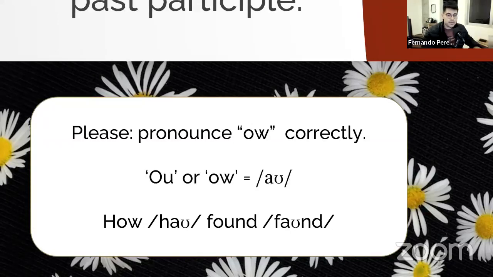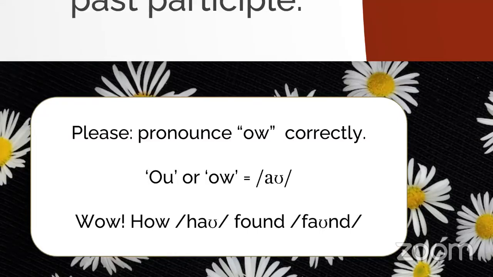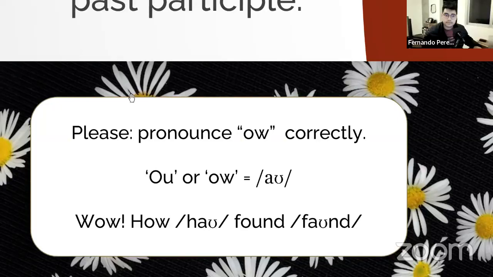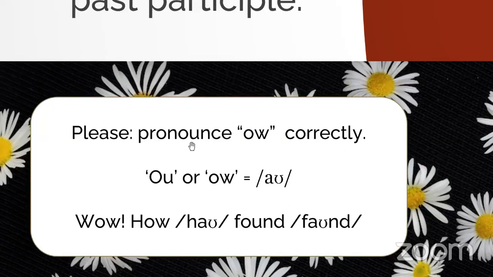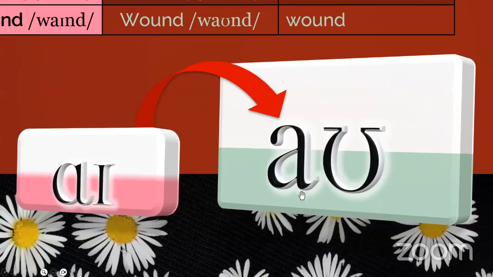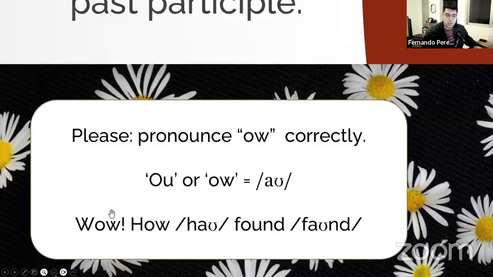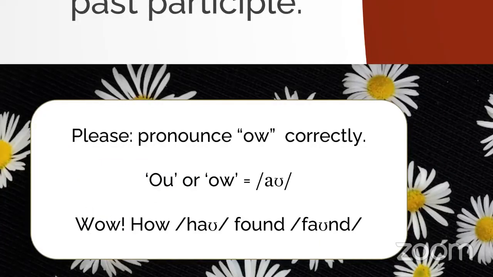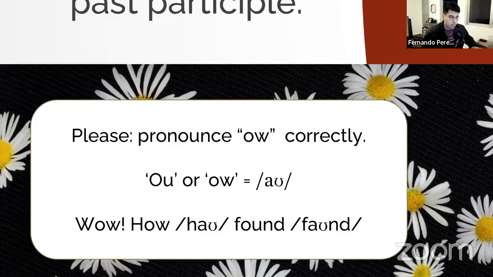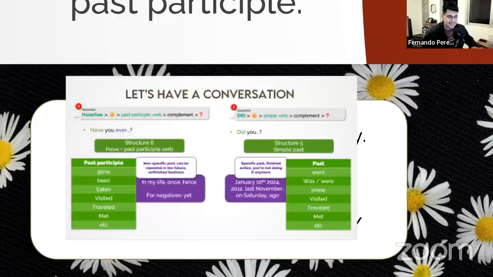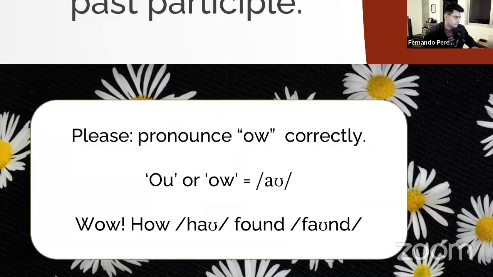For example, how do you pronounce this? Wow. Incorrect. Wow. Again. Everybody, pronunciation: OW. Wow. Exactly. So then this is wow. Everybody, come on. Wow. Nice. Nice English. The same thing happens with the word how.